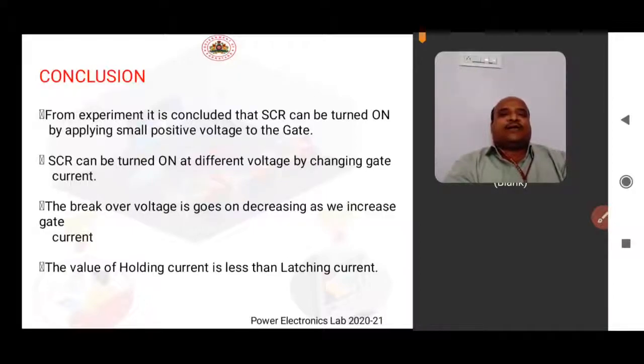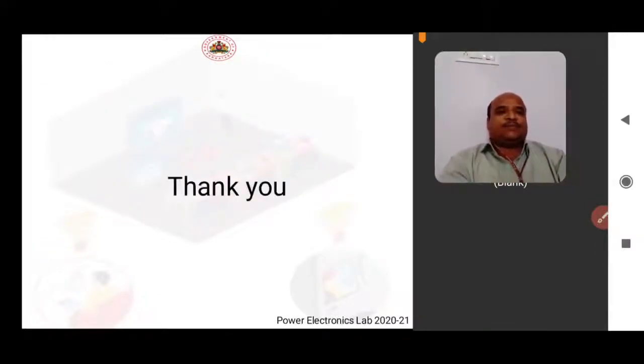SCR can be turned on at a different voltage by changing the gate current, as I explained while explaining the characteristics. As the gate current increases, the breakover voltage also decreases. That you can confirm with the readings. Now let us move to the experiment table to conduct the experiment.